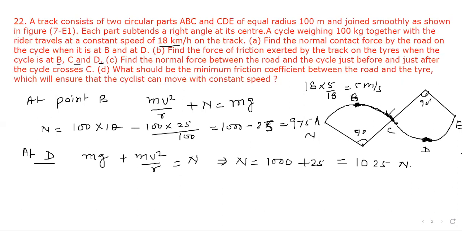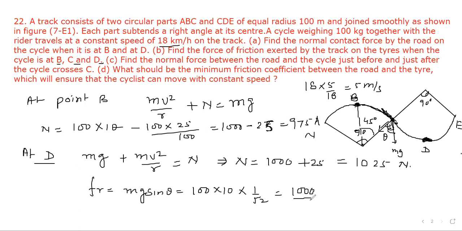So here, mg at this point will act in this direction. Here, this angle will be theta, this angle will also be theta. Since the total angle is 90 degrees, this will be 45 degrees, and this angle will also be 45 degrees. So mg cos theta will act in this direction, and mg sin theta will provide the friction. So friction will be mg sin theta. So 100 into 10 into sin 45 degrees, that is 1 upon root 2, 1000 divided by root 2. So 500 root 2, which will be equal to 707 Newton.